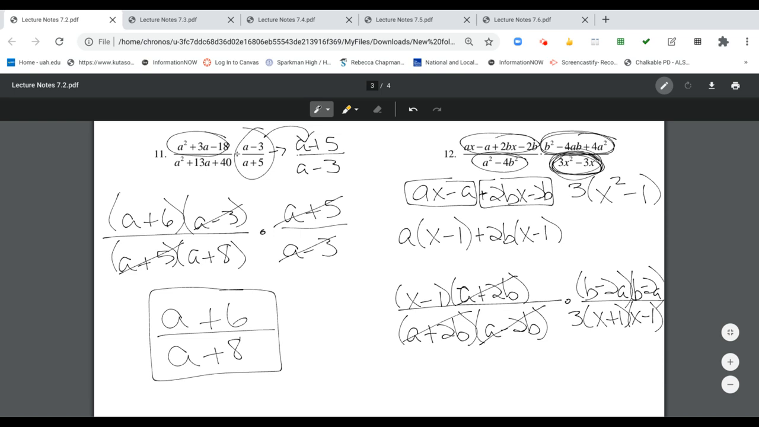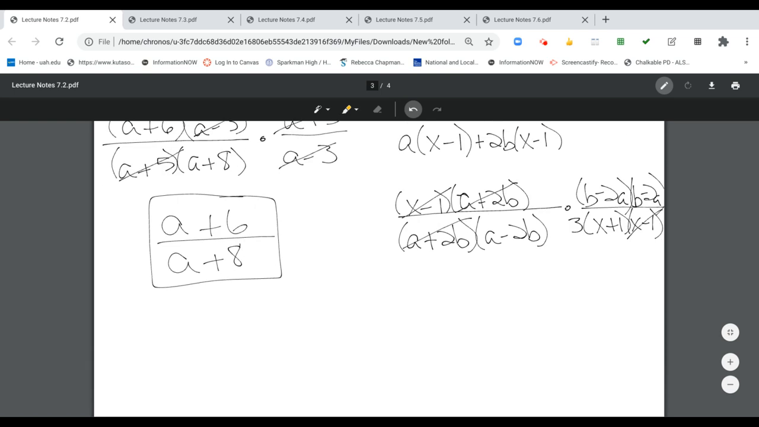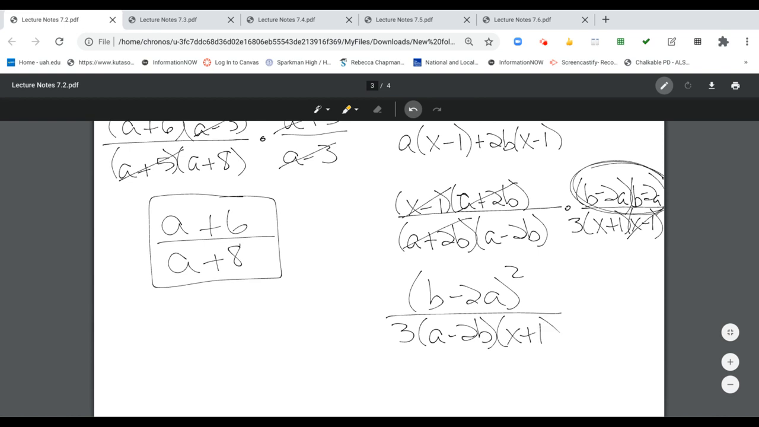And I apologize, there's not another one, so it's not going to cancel. The x minus 1 cancels with the x minus 1. So I am left on the top with b minus 2 squared because there are 2 of them left over. And in the denominator, I have 3, a minus 2b, and an x plus 1. So that's a really big answer, but those are all the factors that are left that did not get canceled out.